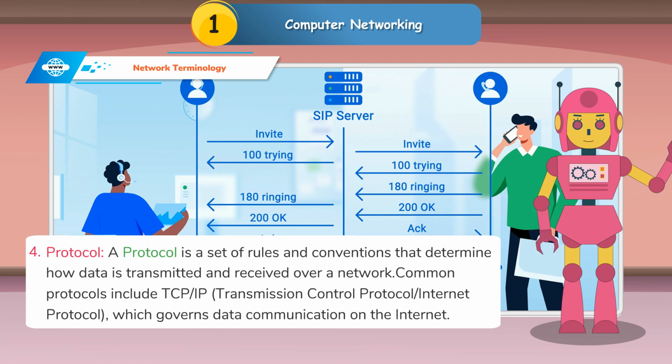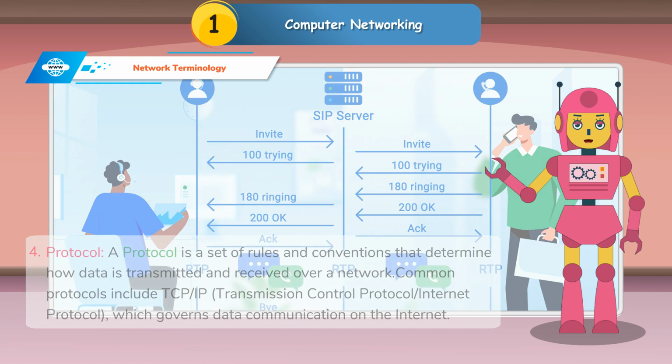4. Protocol. A protocol is a set of rules and conventions that determine how data is transmitted and received over a network. Common protocols include TCP/IP, Transmission Control Protocol/Internet Protocol, which governs data communication on the Internet.